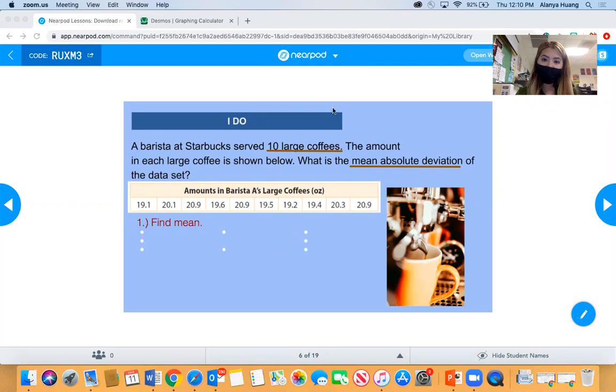So to do that, we're going to add the numbers 19.1 plus 20.1 plus 20.9 plus 19.6 plus 20.9 plus 19.5 plus 19.2 plus 19.4 plus 20.3 plus 20.9.